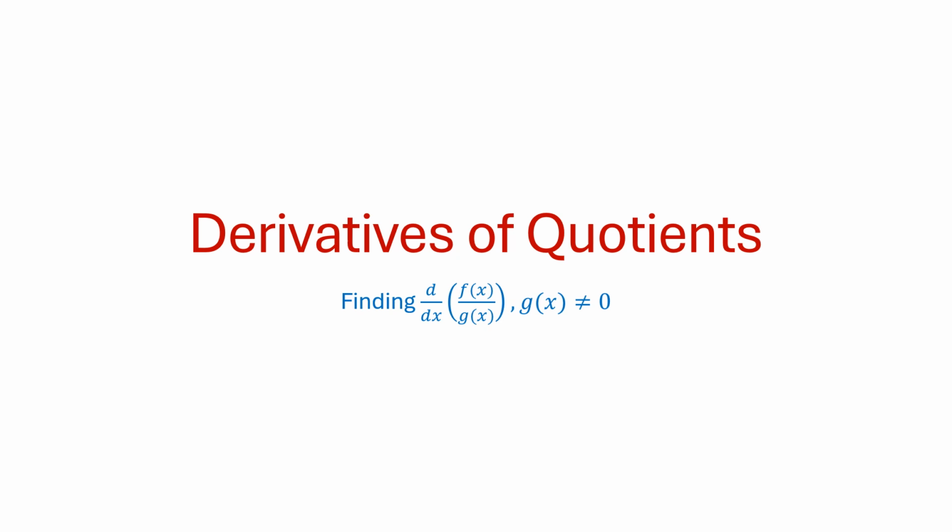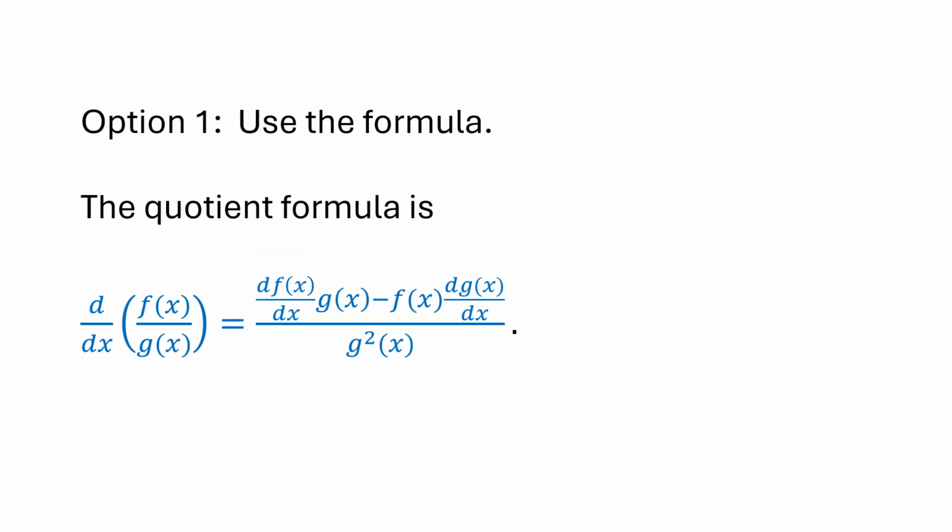Derivatives of quotients. Finding the derivative of f over g of x when g of x is not equal to 0. Option 1. Use the formula. It's simple enough, but it's a little hard to remember where the derivatives go, where the negative sign goes, and so on.